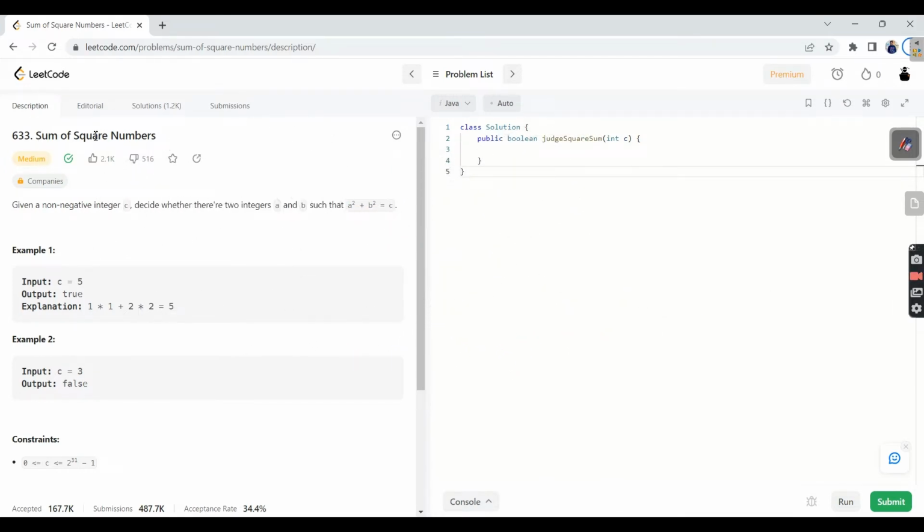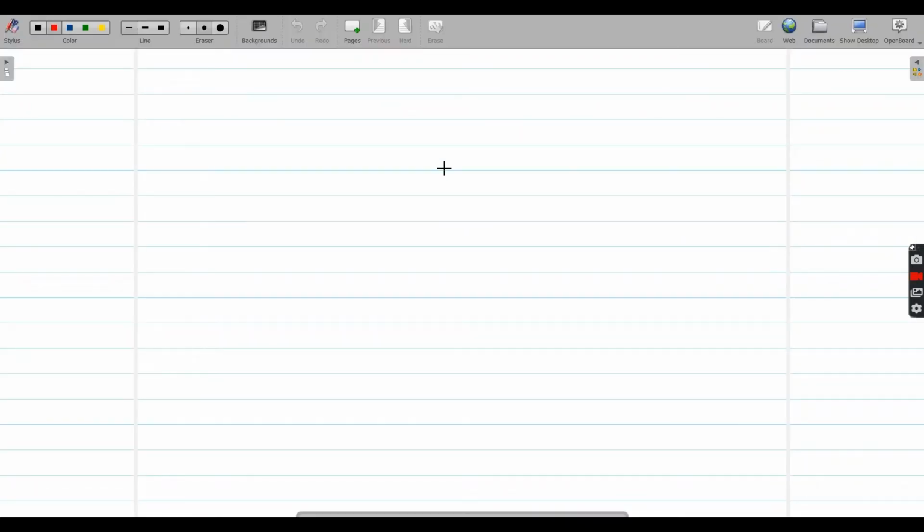Today we are going to solve one of the LeetCode problems. The difficulty is medium: sum of square numbers. Let's try to understand the problem statement. We will be given a non-negative integer c. We need to decide whether there are two integers, let's assume a comma b, such that a square plus b square equals c. Let's go to our board and try to understand how we can solve this particular problem.